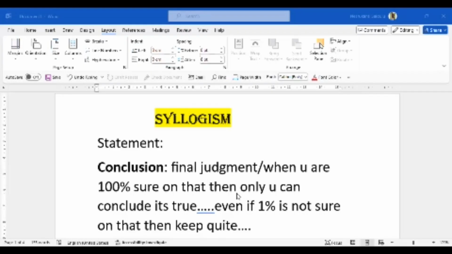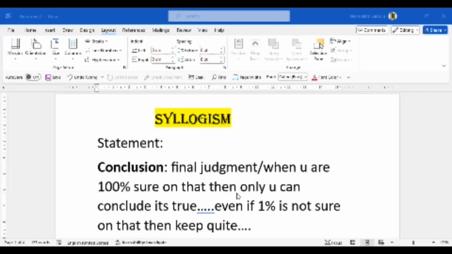Hello friends, today we have the syllogism topic. In syllogism, we have a statement and conclusion. First, the statement. What is the statement? Statement means whatever is given in the question.